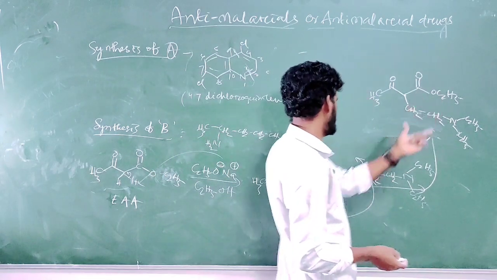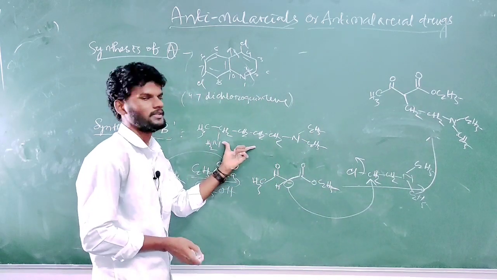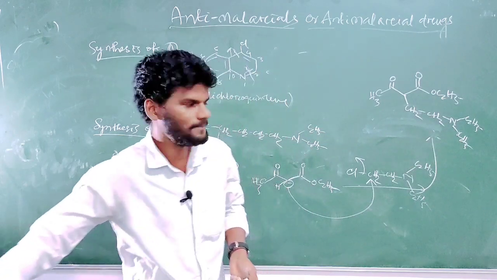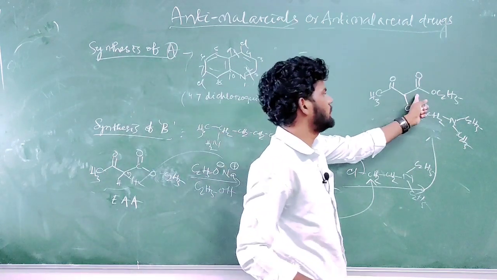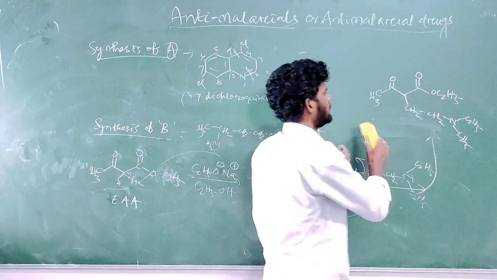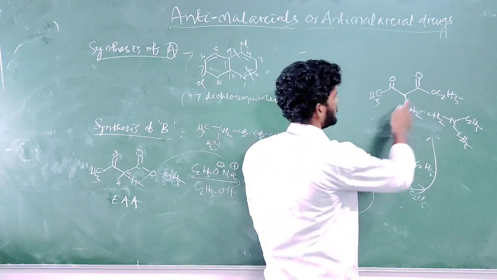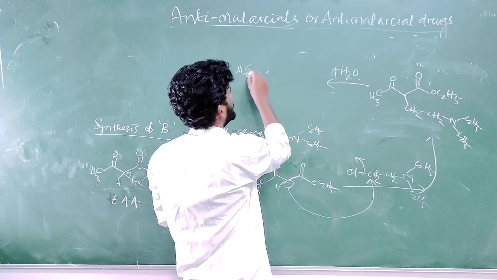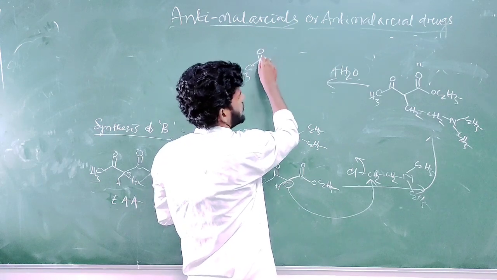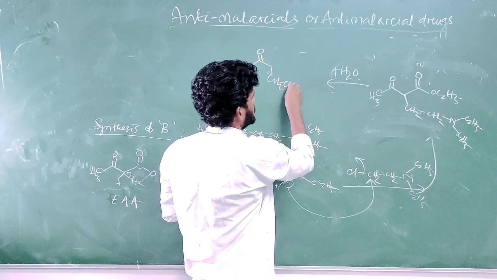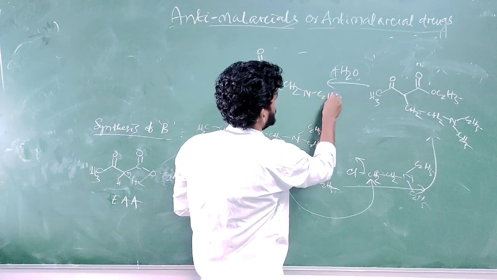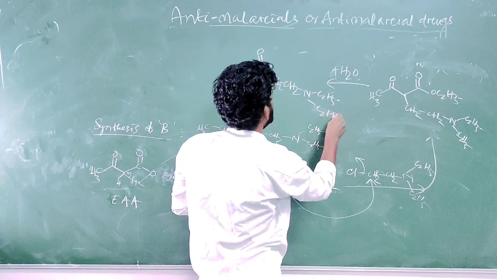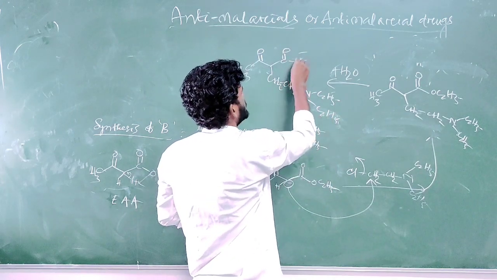This ester group is not necessary in this structure; there is no ester group in the target. So you have to remove this ester group, like I said previously. If you hydrolyze the ester group, what will it form? Acid and alcohol. So hydrolyze this ester group to the acid: CH3CO, CH2, CH2, and C2H5, C2H5, and this is the acid.